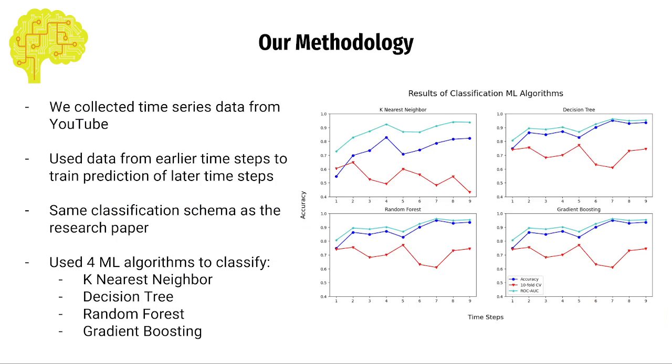We used the same classification schema as the researchers, so we calculated the popularity parameter for each video and classified them as high, medium, and low popularity. Then we trained and tested the same 4 machine learning models, and the graph on the right shows the changes in the accuracies over time.